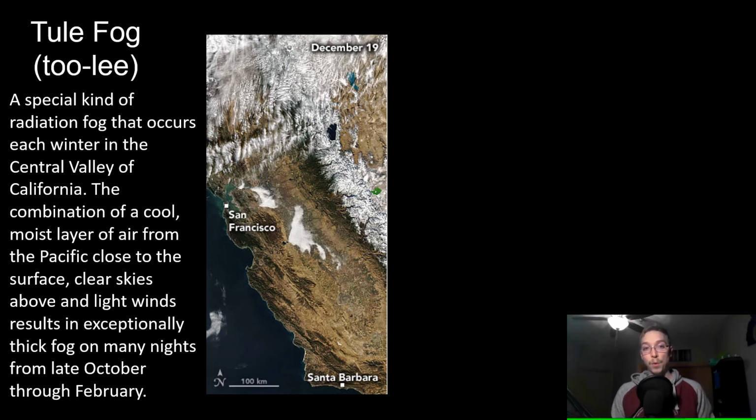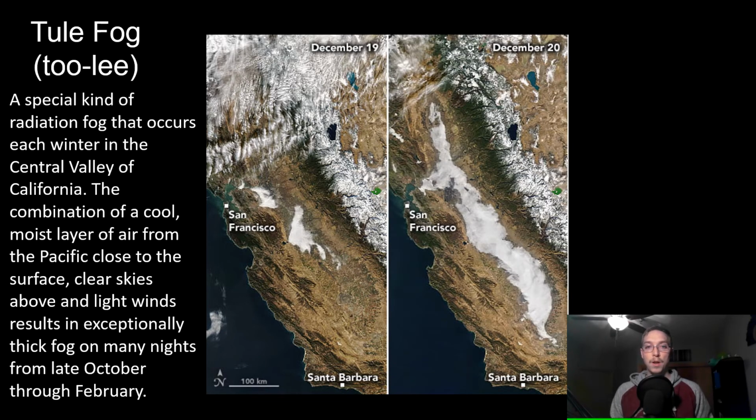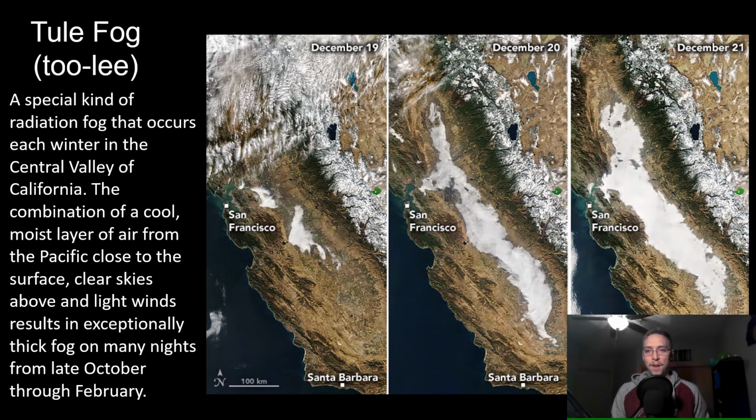So if we look here, December 19th, there's San Francisco, watched primarily up by San Francisco. Here we can see December 20th, the entire Central Valley is getting basically flooded with fog. And there we can see it again on December 21st. So this is from December 19th to the 21st, just a 3-day period. You can see just how dense and thick that fog is going through the whole of the Central Valley.